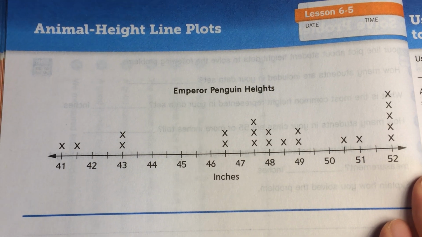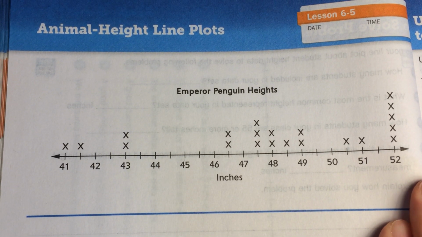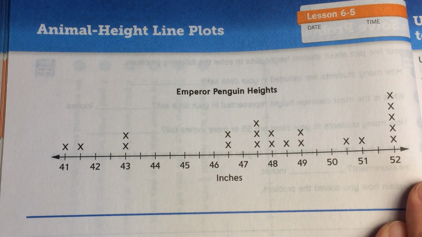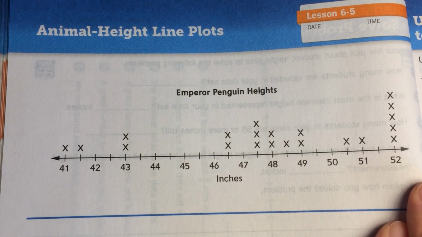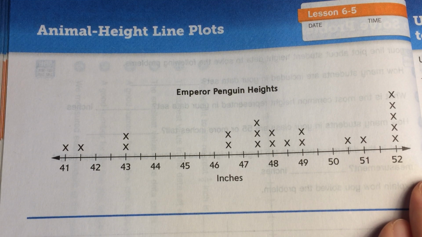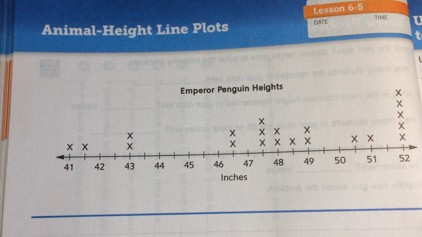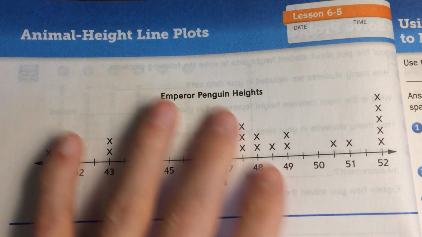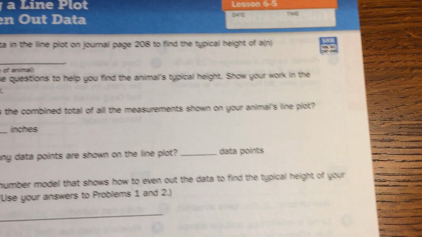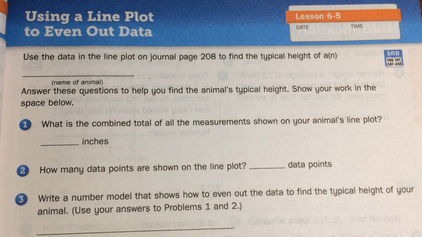We're going to talk about line plots, data, and what kind of data we can get from those line plots. So you're going to see on 208, you're going to be working in conjunction, that means together with, page 209. So I'm going to slide over there. Of course, you see data on 208 and answers regarding your data on 209.